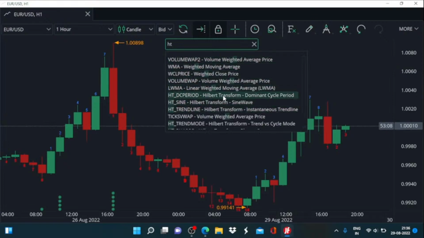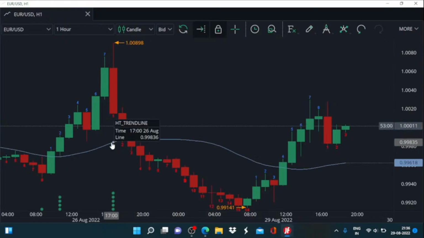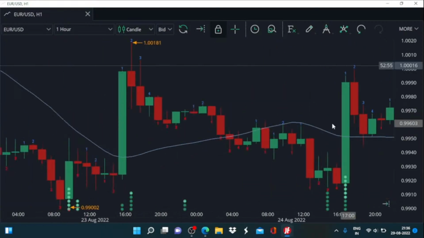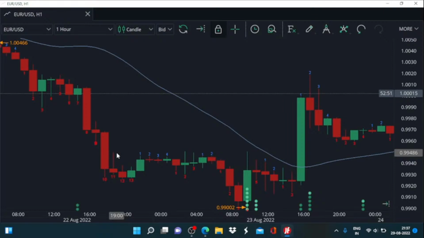We have multiple Hilbert transform indicators, which we will consider in coming sessions. In this session we will see how we can take advantage of this HT trend line indicator to look for possible trading opportunities in the market, regardless of the trend, whether it is bullish, bearish, or simply sideways. We have to look for some opportunities to profit.